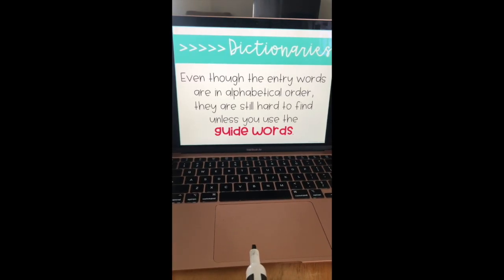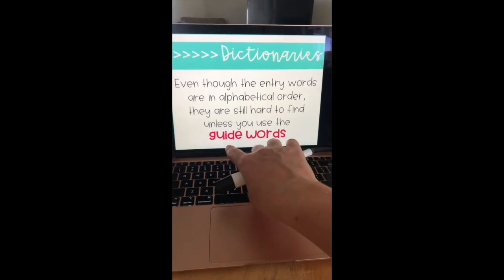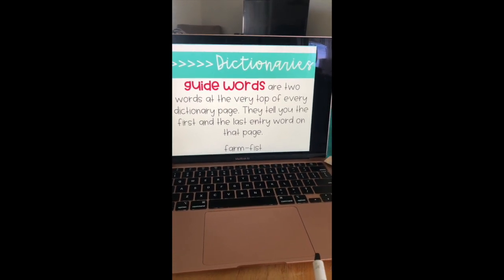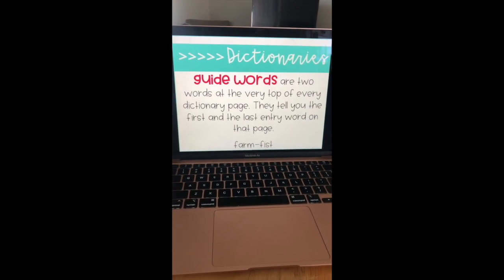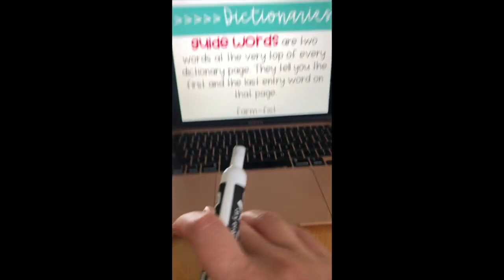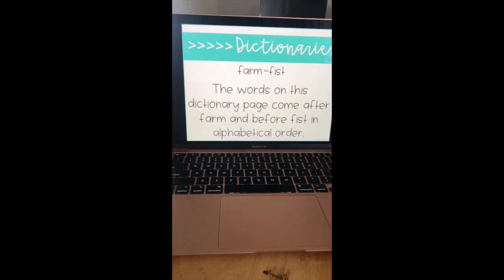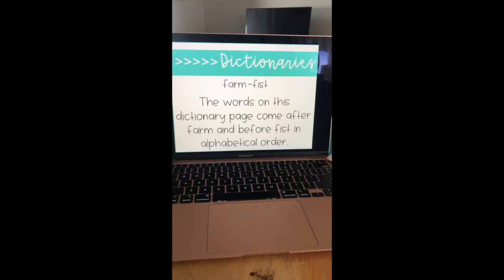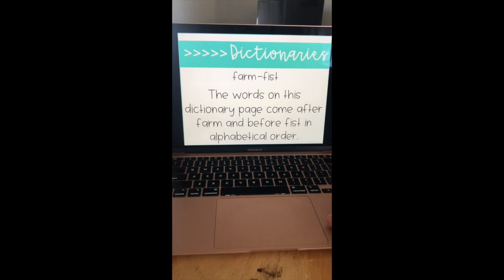And even though the entry words are in alphabetical order, they are still hard to find unless you use, say it with me, the guide words. So with the guide words, these guide words are 2 words at the very top of every dictionary page. They tell you the first and the last entry word on that page. So with the guide words farm and fist, the first word is farm on the page, the last word is fist. The words on this dictionary page come after farm and before fist. It's like sandwiched into those pages, and farm and fist are the buns, are the bread.